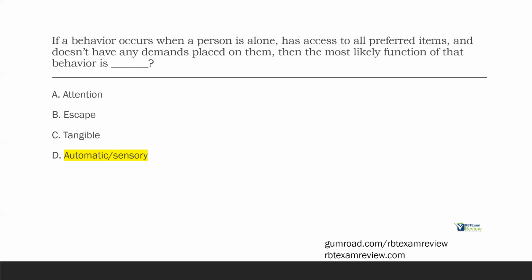Go through it a few times if you don't understand it, right? But just think about why the behavior occurs and why the behavior wouldn't need to occur. If you have all the items you need, you don't need tangibles. If you don't have any demands, you don't need to escape. And if no one's around, there's no one to give you attention. So most likely it's automatic sensory.